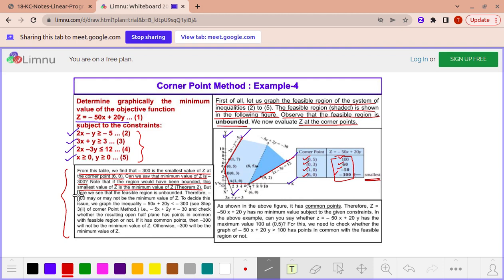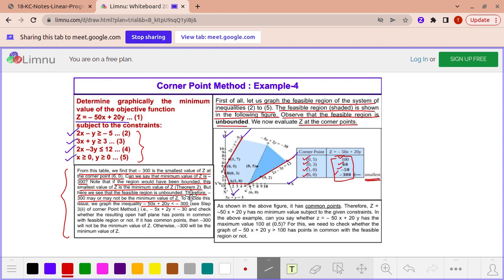But here we see that the feasible region is unbounded, therefore minus 300 may or may not be the minimum value of the objective function z. Now to decide this issue, that means whether it is a minimum value or not, we need to bring another inequality, that is minus 50x plus 20y less than minus 300. So minus 50x plus 20y is the objective function and less than minus 300, because that is the smallest value, minus 300. So we bring that inequality.